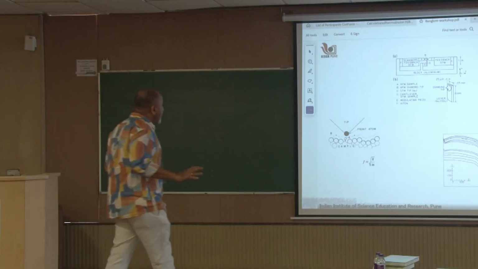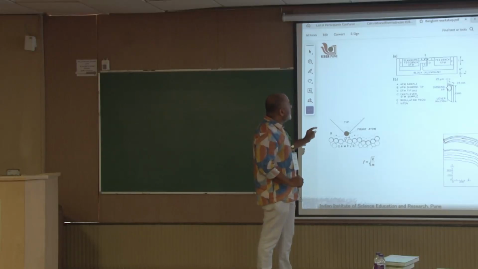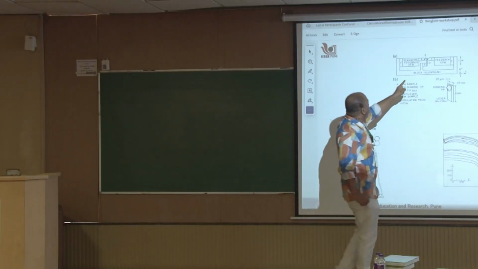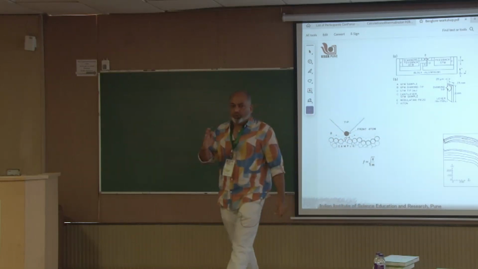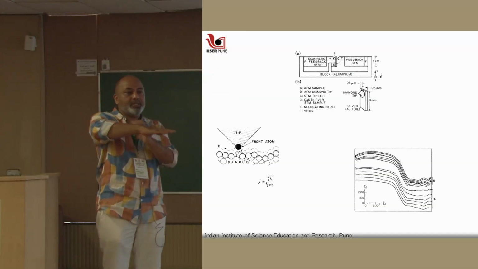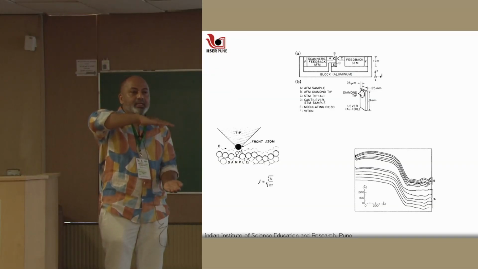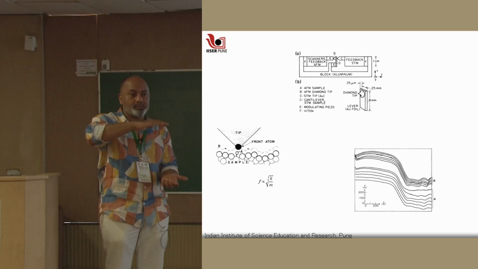What they have done here is that you have the same tip and same sample, but now what we have done is mounted the tip on something called a cantilever. Okay. So, before there was just the tip sitting on a tripod, now what you have is a tip sitting on a cantilever, and then this cantilever can bend with the forces that the front end atom will experience.